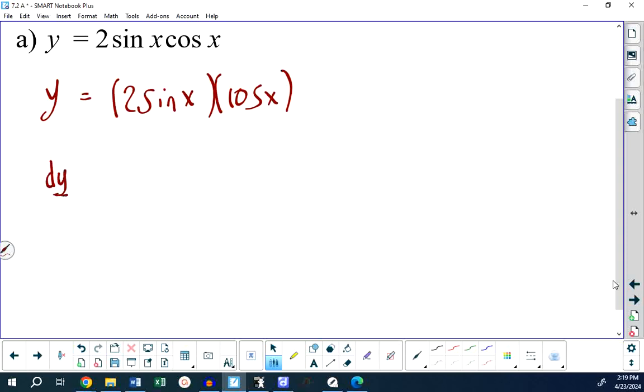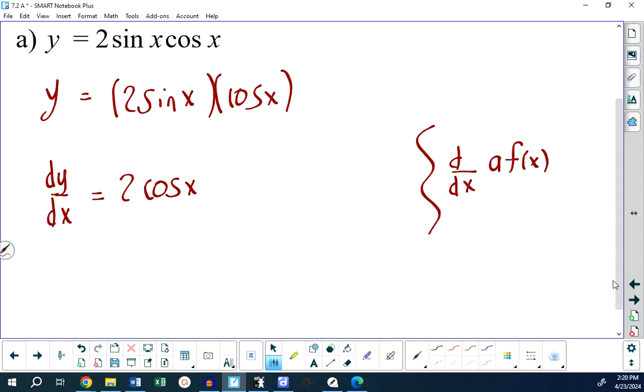And that gives us dy dx is the derivative of the first. Now, I want to just stop and really dive deep into what just happened here. We have this rule going way back that says the derivative with respect to x of a constant multiplied by a function of x is the constant times the derivative with respect to x of the function of x. Okay?